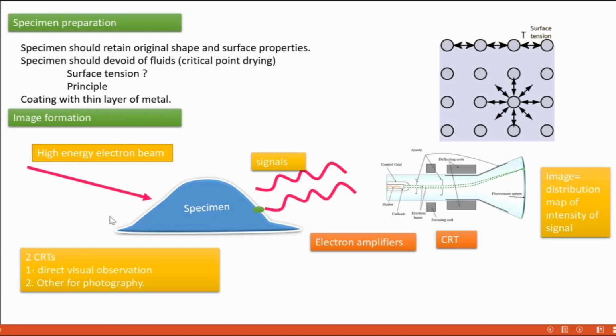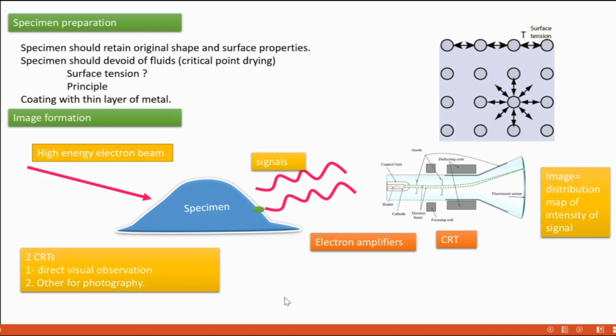And the other cathode ray tube is there for taking the photograph. Its use comes when we have fixed the correct focus and we can see the specimen clearly. At that point, we can use the second cathode ray tube for taking the photograph of that specimen. So, two cathode ray tubes are used in the image formation in SEM. That's about the image formation.